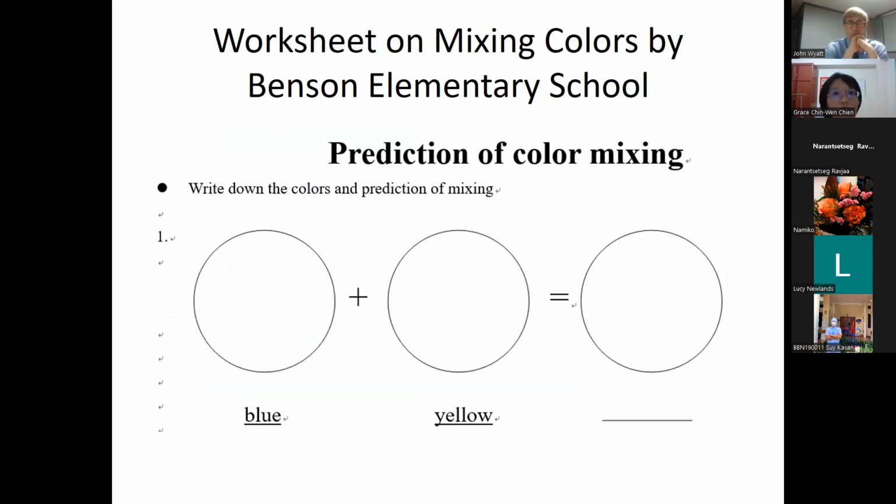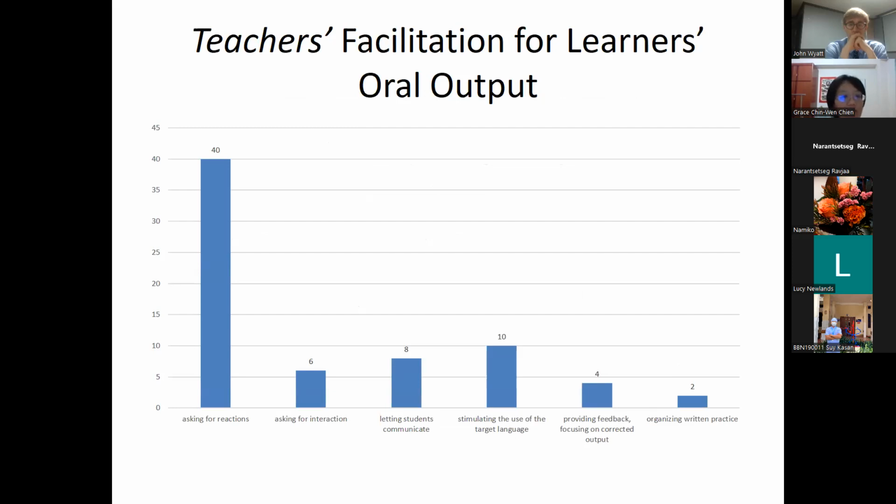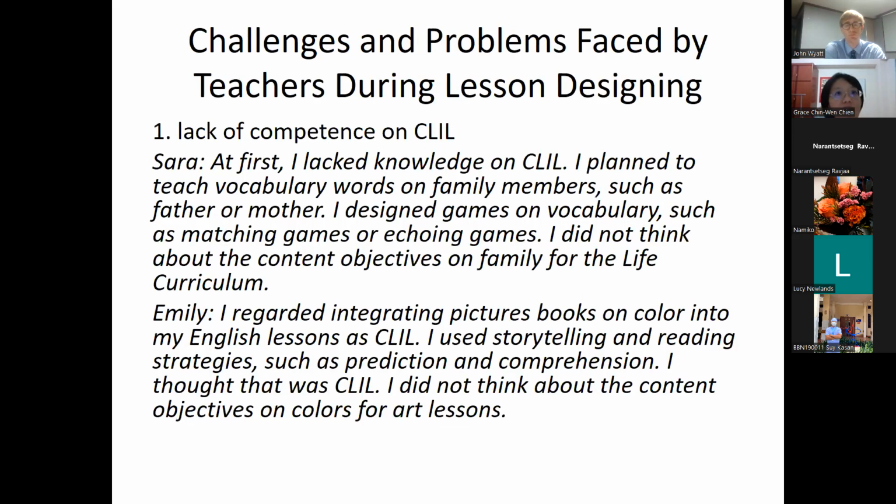Okay, so this is a version that teachers use as mixed colors in the school. So it's blue and yellow becomes, and the student had to use crayons or other material to mix the colors. And how about teachers' facilitations? The first one is asking for reactions, and it's the most used strategy that teachers use. The second one is stimulating the use of target language, particularly for the first ones. When students say a sentence, Ethan is nice or kind, the teacher will ask, is it true or false?